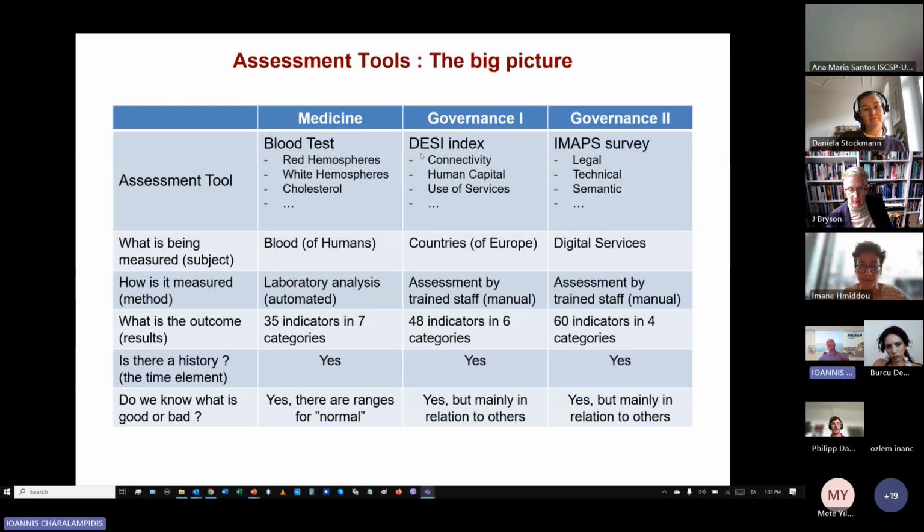So the DESI index, the digital index, this is the European Central Index of the European Commission, that now goes to another index as well, that measures connectivity, human capital, use of services, measures digital governance progress in countries of Europe. It's done by trained staff, it's done manually still, it's not automatic, and it uses 48 indicators in 6 categories. There is a historical element. We have the DESI index of Greece and Germany today, and one year ago. Every year we do this test.